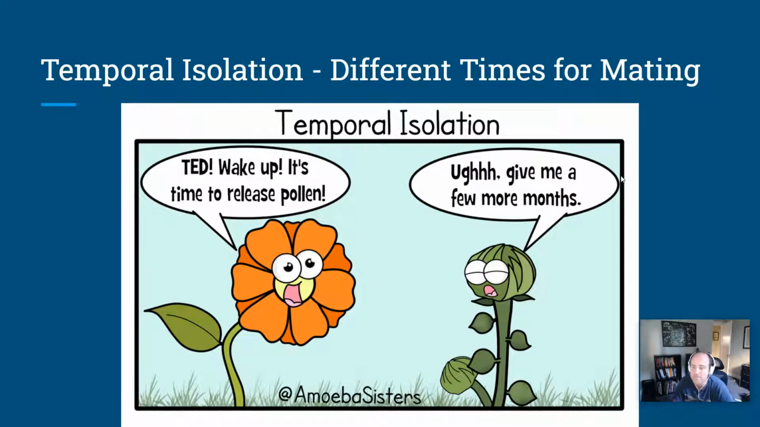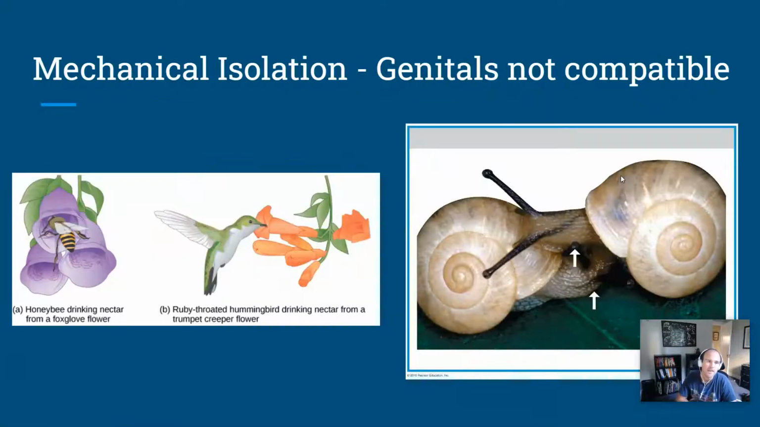Temporal isolation, maybe a different time for mating. So in animals, like being in heat at different times, or with plants, some plants flower early in the season, and that's when they release pollen. Some plants flower later in the season, and so they don't flower at the same time, and it's impossible for their pollen to mix, and they're not going to be the same species.